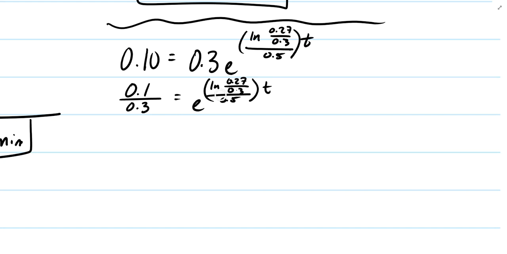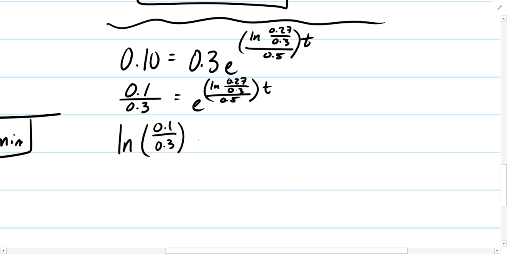We're going to rewrite this exponential as a logarithm in order to isolate the variable that's sitting here in the exponent. And I know that the logarithm with a base of e is going to be labeled as ln. The base of the logarithm is e, so I'm not going to write that. That's implied there. And we're going to evaluate this logarithm at 0.1 over 0.3. Now that is equal to this expression, the natural log, and the expression is the exponent from before, natural log of 0.27 over 0.3 divided by 0.5 times t.